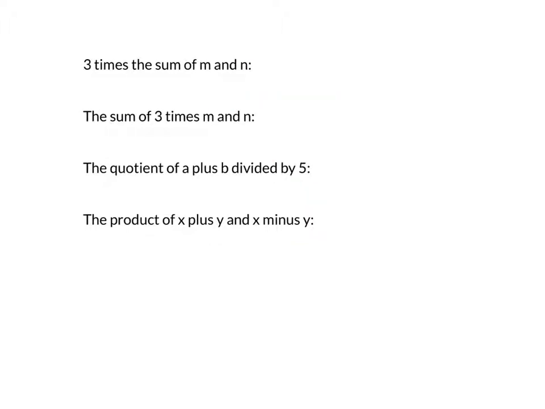As you are working through the homework on this section, oftentimes you will see that there are two operations in the same expression. Here are 4 different examples. The first one, 3 times the sum of m and n. I need the sum of m and n, which would be m plus n, and then I need to multiply that by 3. 3 times this sum is what that is saying.